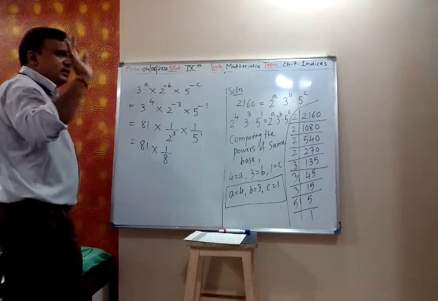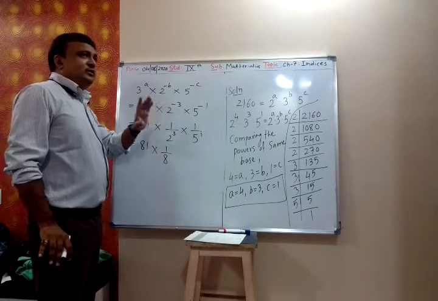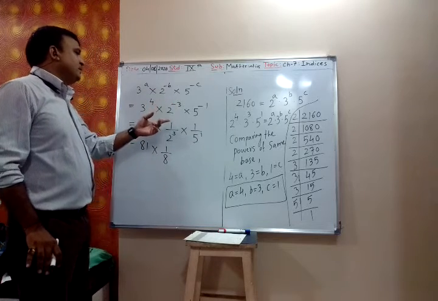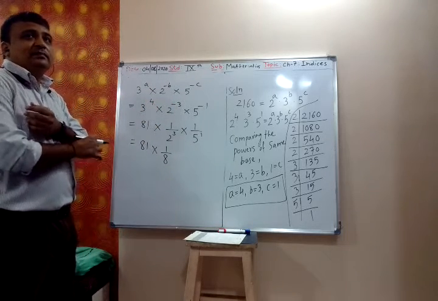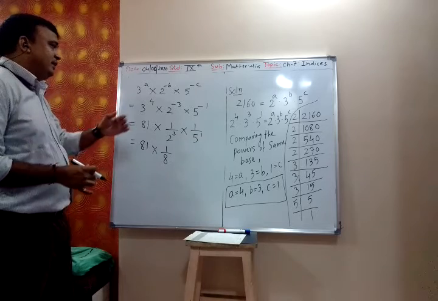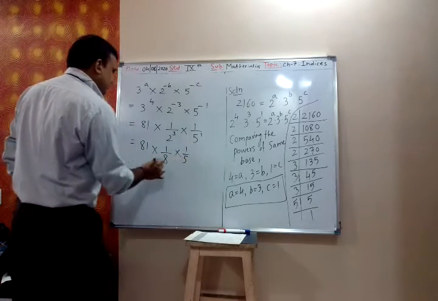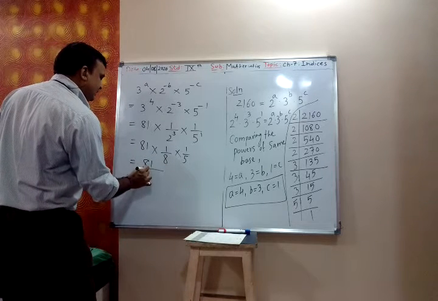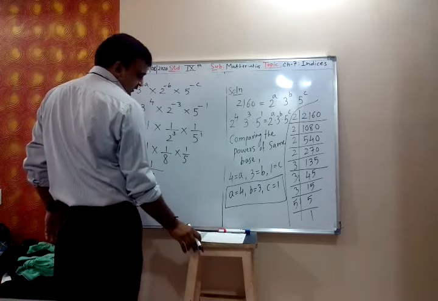So this is 81. No, you cannot write minus 8. 2 raised to minus 3 is not minus 8. 2 raised to minus 3 means 1 upon 2 raised to plus 3. You have to take the reciprocal. That minus you cannot take with the number. It is in the power, you have to take the reciprocal. Into 1 upon 5. So this is 81 into 1, 81 upon 8 into 5, 40. 81 upon 40.